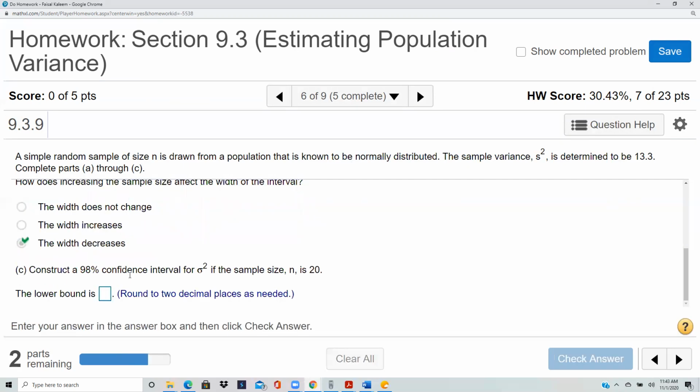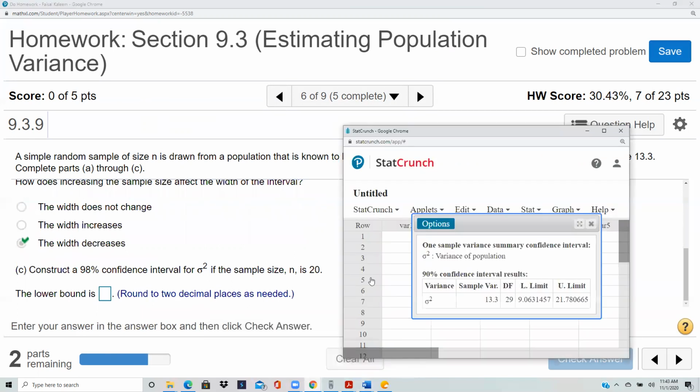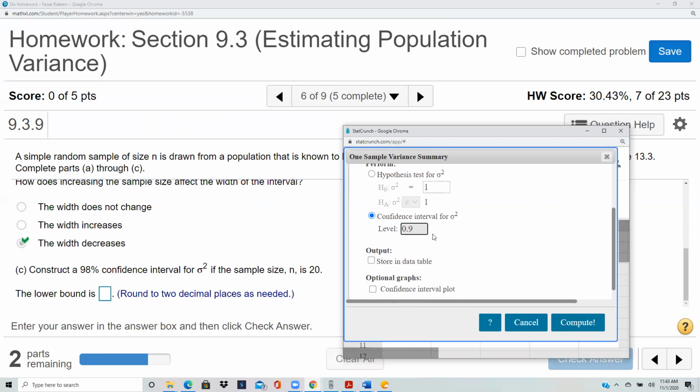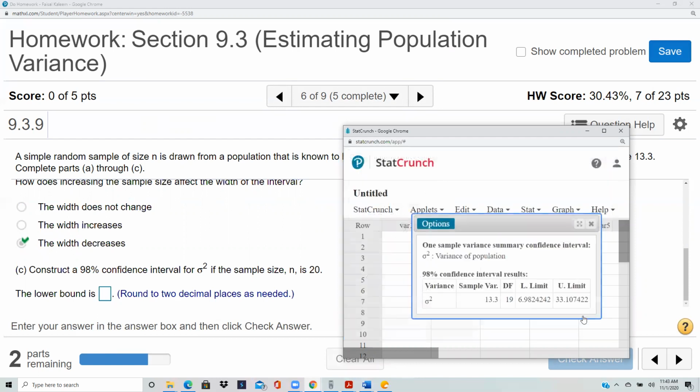98% confidence with sample size 20. Okay. Options edit. So 98% and sample size is 20. And change this to 98. Okay, 6.98, 33.11.